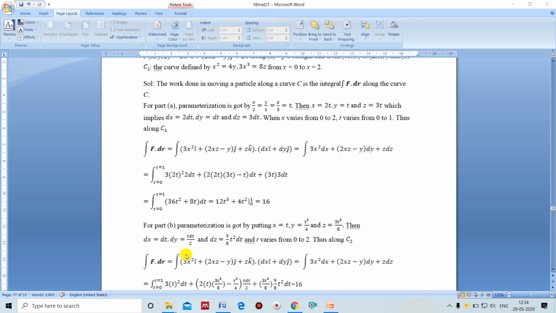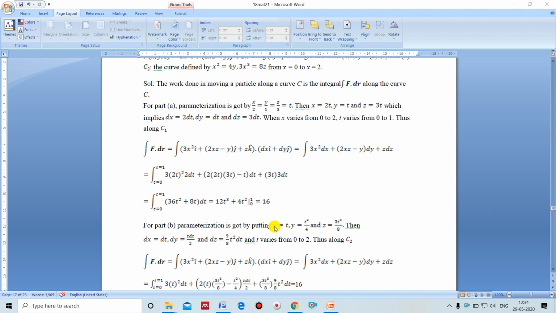Similarly for part B, on simplifying curve C, they have given x equal to t. We have assumed x equal to t, then x square is equal to 4y, so we have written y equal to t square by 4, and then z is equal to 3x cube by 8, where x means t, so that is 3t cube by 8. So we have converted x, y, z into a single variable.